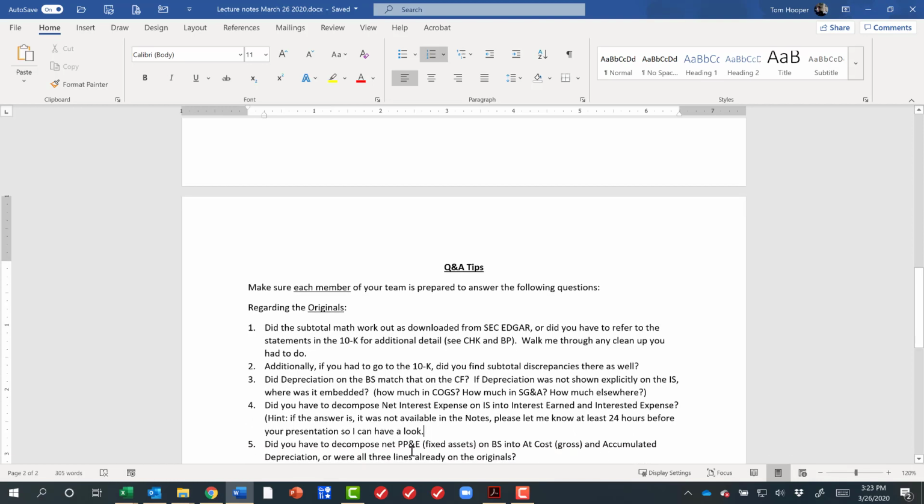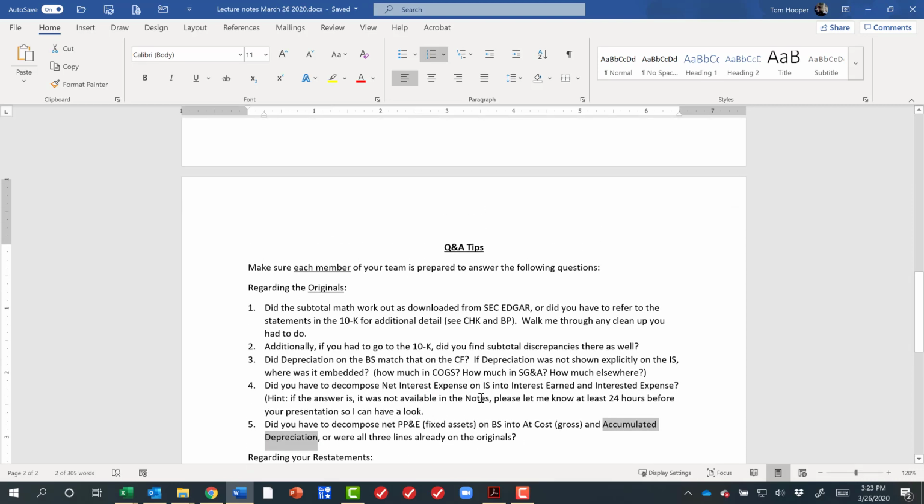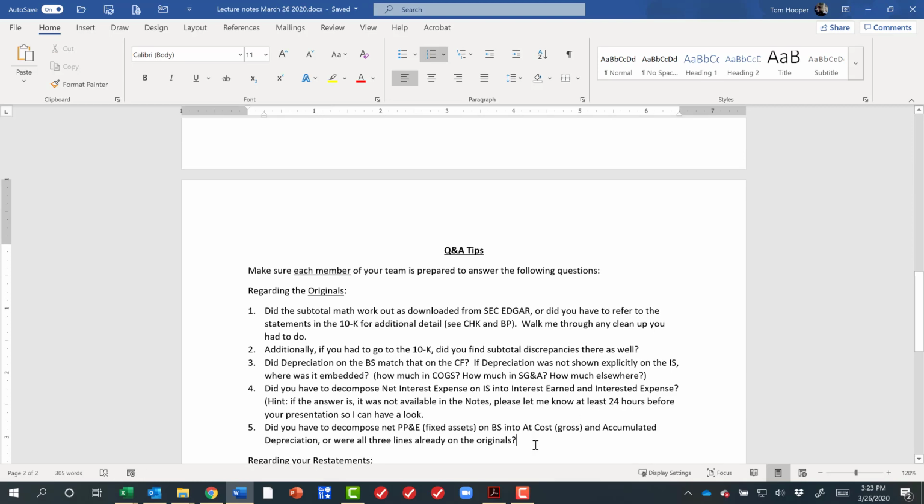Did you have to decompose the PP&E? So this is the corollary to that. This is on the balance sheet, and many companies just give us net fixed assets or net PP&E, and you have to go in and find the at cost, or sometimes it's called gross, from which you can subtract the accumulated depreciation. Or perhaps you were lucky and they gave you all three lines on the originals. That's a question I'll probably ask you.